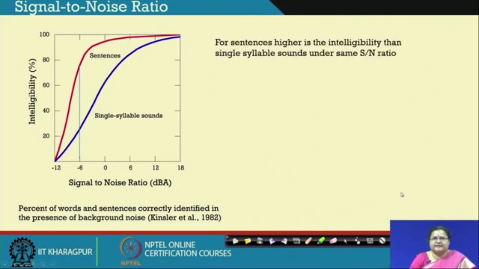So, for sentences, the intelligibility is higher than for single syllable sound under the same signal to noise ratio. Again I repeat, if you see the blue line, it is at a lower level considering the intelligibility, whereas the sentences have a higher intelligibility even if the signal to noise ratio is low, but at the upper part they are similar. So, the curves are almost moving together.